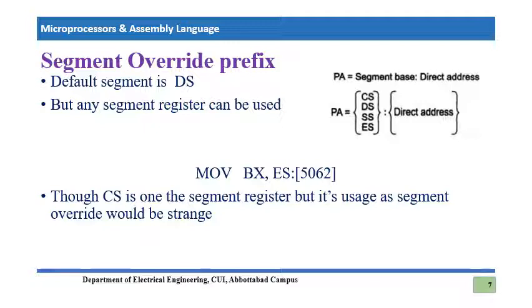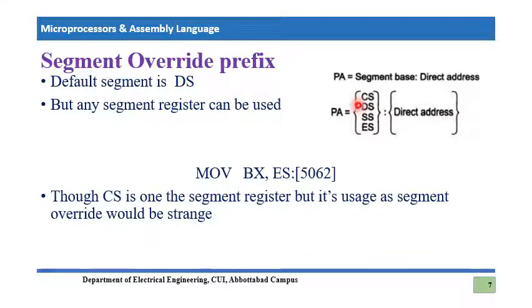Before this point we must look at this: physical address is equal to segment base address colon direct address or effective address. The direct address will be given like this, 5062, but the segment base can be changed using this segment override prefix, and these four options can be selected: data segment, code segment, stack segment, or extra segment.